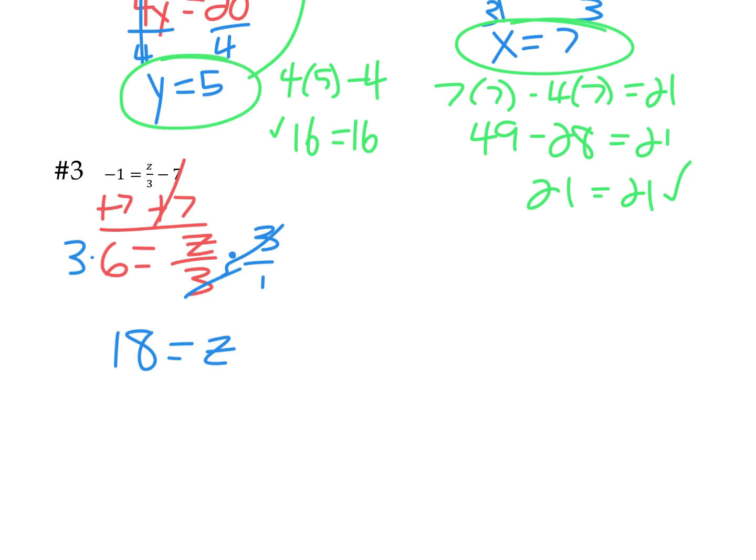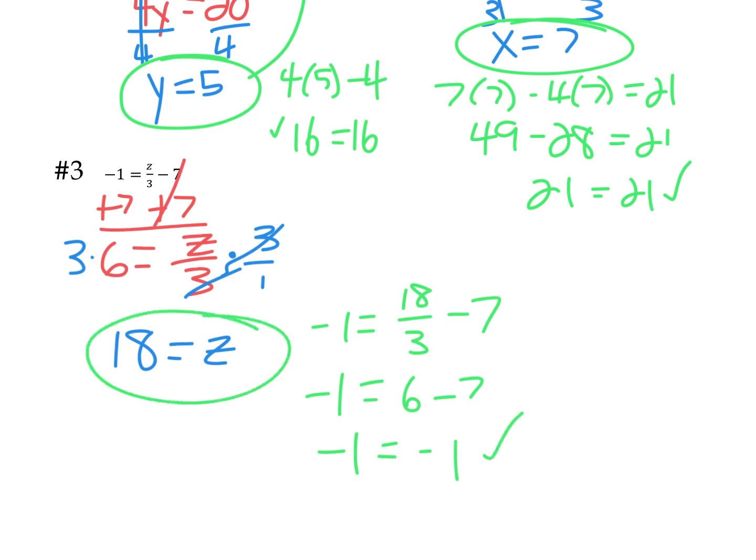Now what should I do? I should check that answer. So I'm going to check that by plugging it into my original equation. Negative 1 equals 18 over 3 minus 7. It's negative 1 equals 18 over 3 is 6 minus 7. Negative 1 equals negative 1. That checks out, and I know I have a correct solution. Always check. Does my answer make sense? When you're solving equations, plug it in. If it works, then that's a good sign that it makes sense.